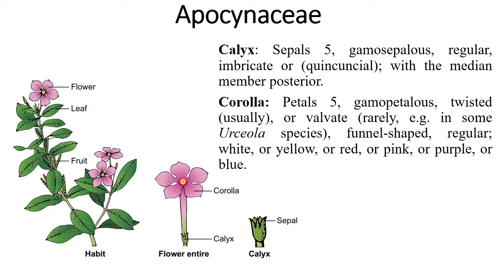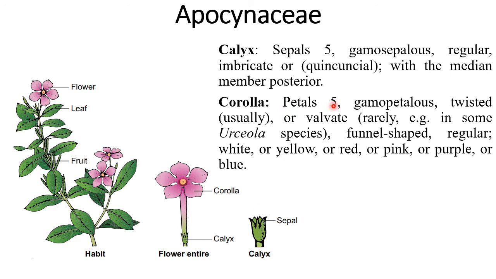In this slide, we'll study the floral characteristics of the family. Sepals are 5 in number. It is gamosepalous, regular, imbricate or quincuncial type of estivation can be seen, with the median member posterior in nature. Here you will be able to see this is gamopetalous condition, and you can count the lobes, that these lobes are 5 in number, and this posterior median member you can see.